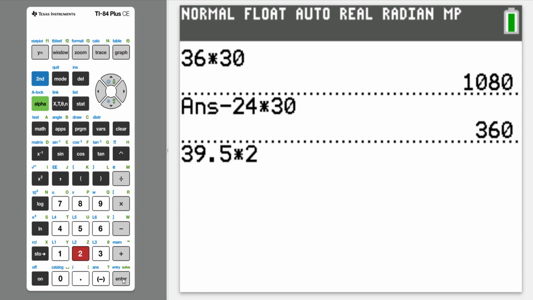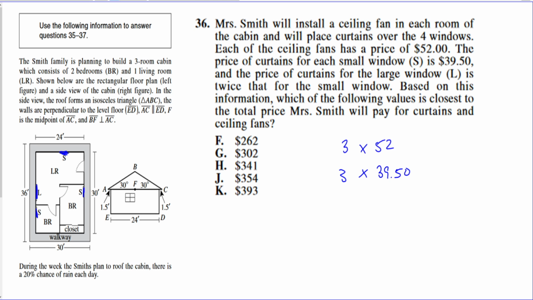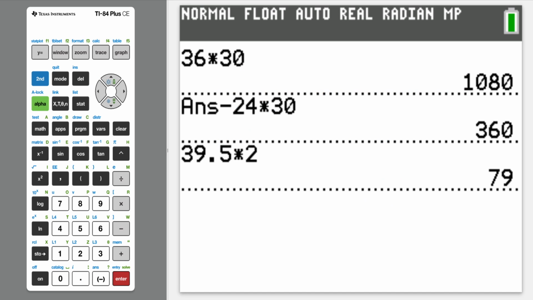Times 2. So the big one, the big windows curtains, is $79 instead. So I'm going to say I have 1 large times 79. And the only thing I have left to do is to throw all this into the calculator, right? I'm sorry, 79, not 72. 79. Okay. So now I'm going to throw all this in the calculator.